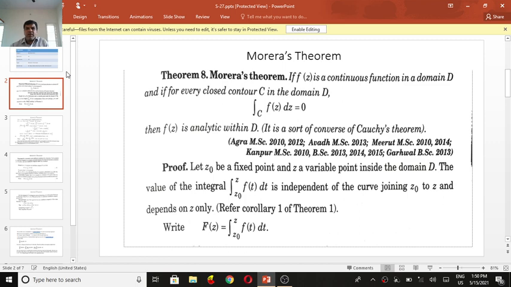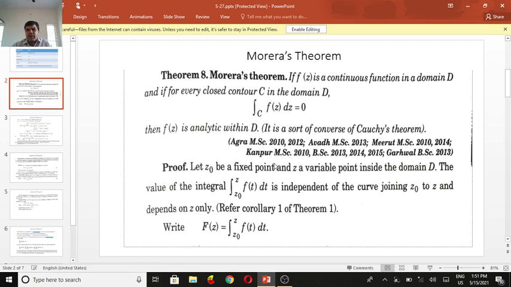See this statement. If f(z) is a continuous function in a domain D, and if for every closed contour C in the domain D, the integral over C of f(z) dz equals 0, then f(z) is analytic within D. We come to the proof.